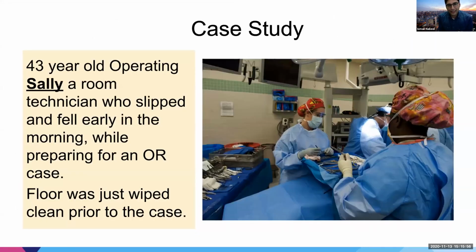As with any other case, as a physician, I always like to see a case, and this is a real-life case. Names have been changed. Sally, a 43-year-old OR technician, recently fell in the OR and ended up having lower back pain. The floor was recently mopped and it was more slippery. As we deal with COVID, we are extra cautious and take lots of care in cleaning the area as quickly as possible.